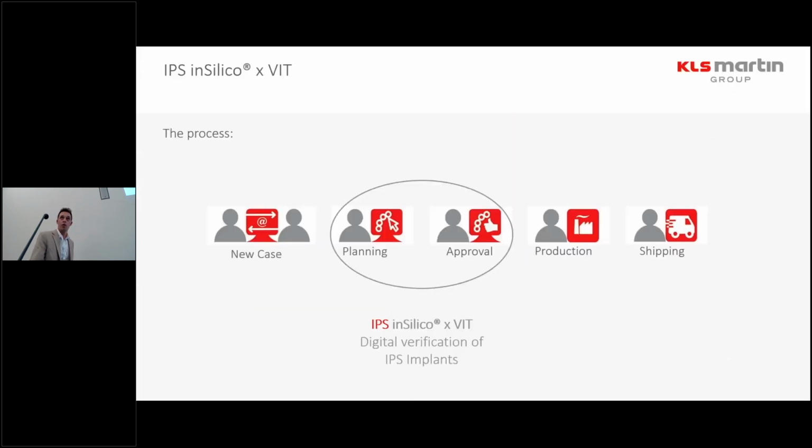That's then how it looks in a process. So that's our typical IPS process. We start with a new case. It is uploaded by the surgeon. We then have the planning process and the approval process, then the production, and at the end, the shipping. And we have now added the phase of planning and approval with IPS inSilico VIT. So our IPS designers are using VIT to plan the software, so it helps to verify the design, and as I said, can be used for explaining or for argumentation with the surgeon.